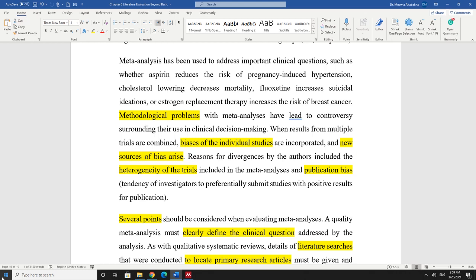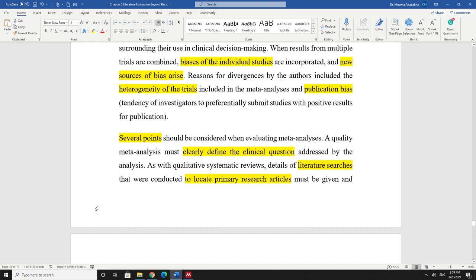And another thing is any bias in individual clinical trials. Let's say there are some biases for controlled clinical trials. When you put them together, you are combining these biases together, and you might end up with a new type of bias. Okay.